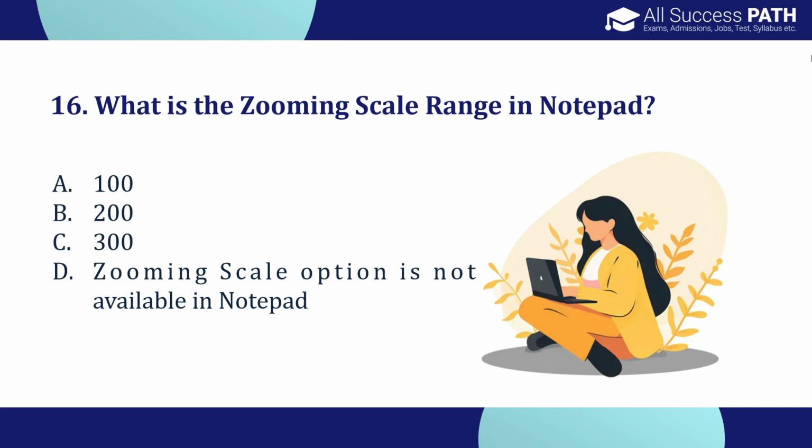Question 16. What is the zooming scale range in Notepad? The options are A. 100, B. 200, C. 300, and D. Zooming scale option is not available in Notepad. The correct answer is D. Zooming scale option is not available in Notepad.